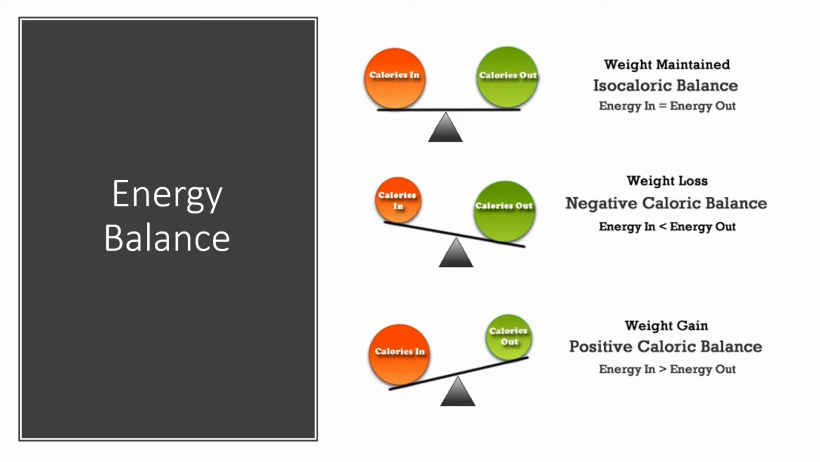Okay, so there's two sides to the scales. One is calories in, one is calories out. If we want to lose fat, we want to tip the calories out side up so that we are burning more calories in our body than we are taking in. Okay, I hope that makes sense.